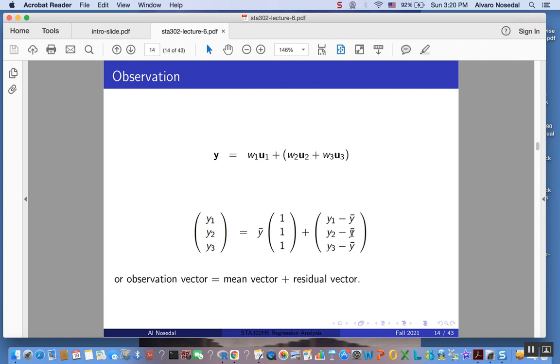We're going to talk a little bit more about these decompositions, again from a statistical perspective, and how we are going to be doing hypothesis tests and finding confidence intervals for some of these weights, for some of these W's.